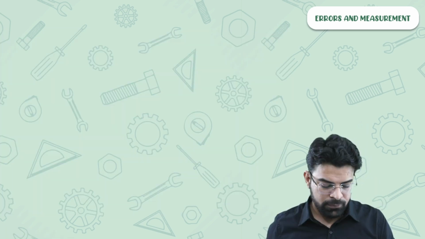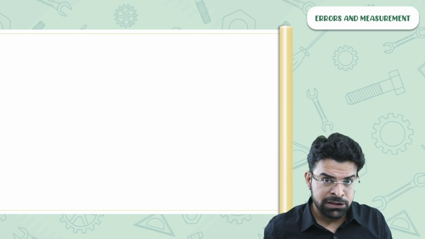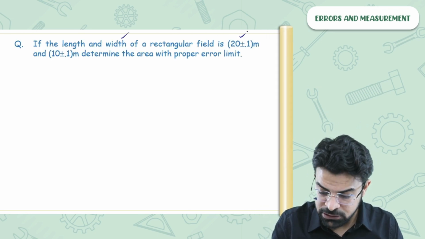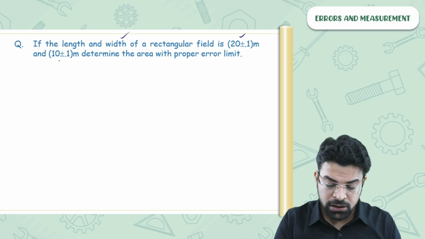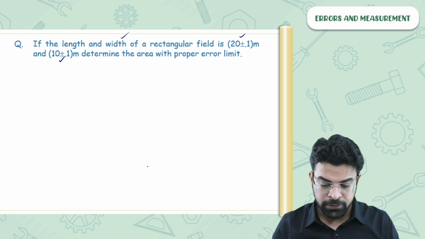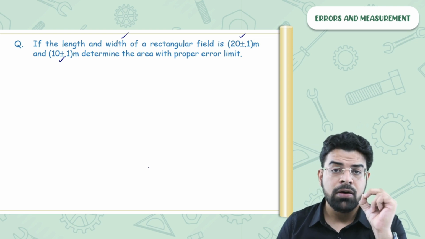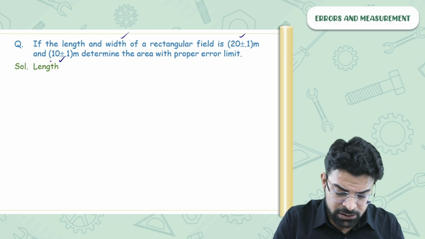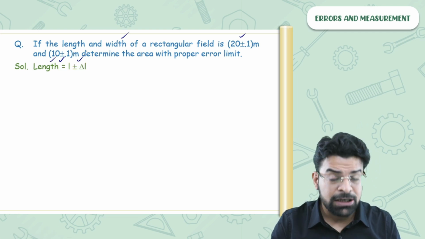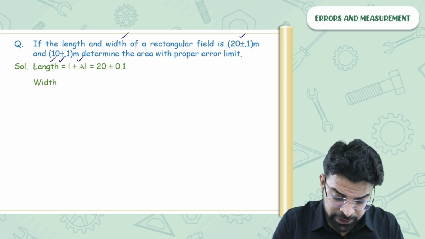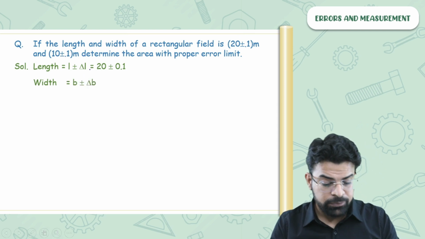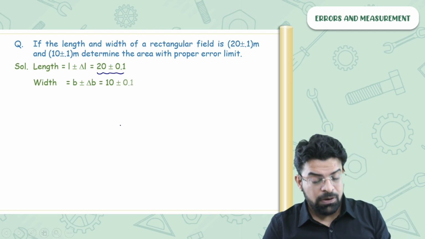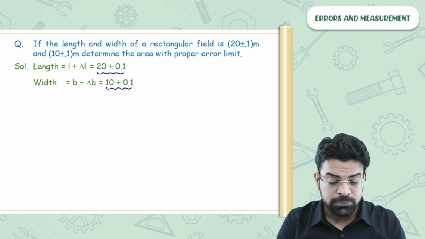Let's move on. So now, the next example: if the length and width of a rectangular field are 20 ± 0.1 meter and 10 ± 0.1 meter, determine the area of the field with proper error limit. So, length of field is given as L ± delta L. Width of field is given as B ± delta B. Here the length is given as 20 ± 0.1 meter, while the width is given as 10 ± 0.1 meter.